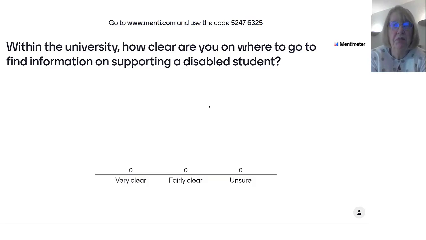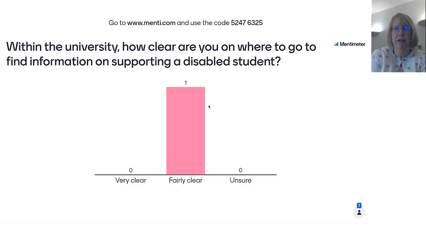And there's just 3 ticks, and all of them are fine. You might be very clear, you might have an idea but perhaps haven't had to do it yet, or be fairly clear, or you might be really a bit unsure about the process. And all would be perfectly fine things to feel.